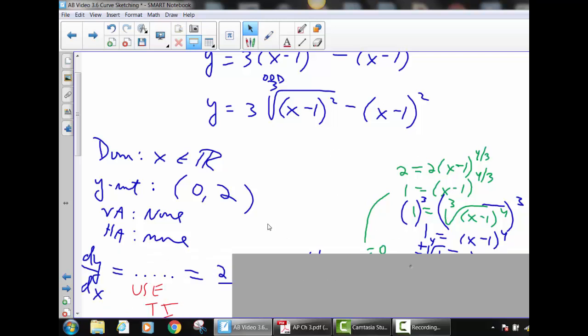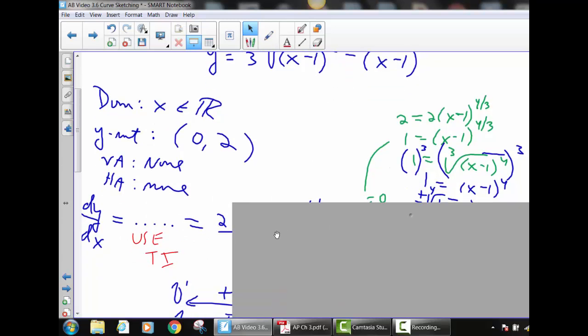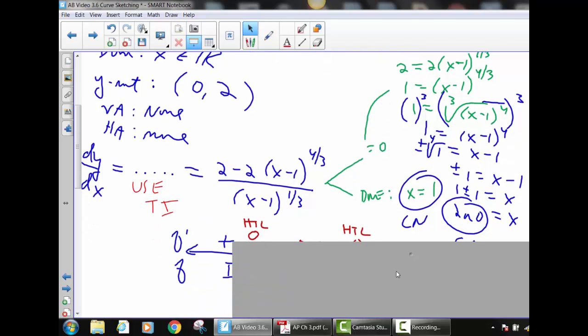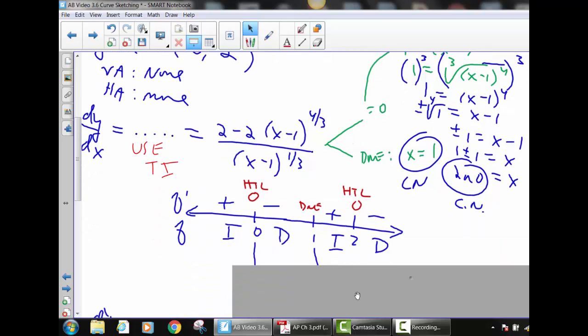For the derivative, again, this is very ugly. I would use your calculator. You find out it equals this. It will equal 0 when x equals 0 or 2. It's not going to exist when x equals 1. Of course, domain's all real numbers, so we have 3 critical numbers and no vertical asymptote. So we have the critical numbers 1, 2, and 0.